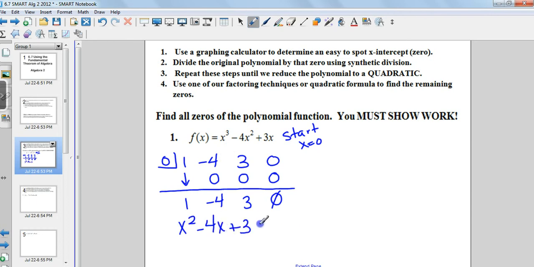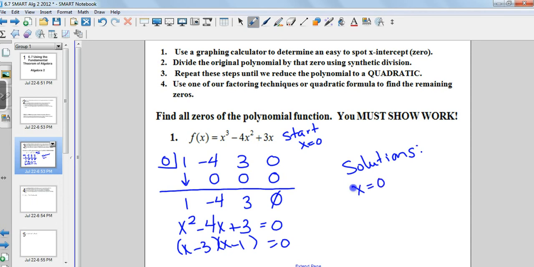And my instructions here said find all of the zeros. So we need to somehow find our zeros or our solutions to that quadratic. Now most of you will select the factoring method, and I think that's the way I'm going to go here. So if I went ahead and tried to factor this, I'd get x minus 3 and x minus 1 equals 0. So now I'm ready to give my solutions. My solutions, remember the first one we found was x equals 0.